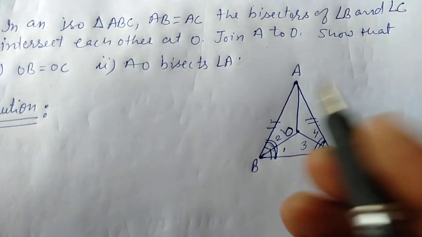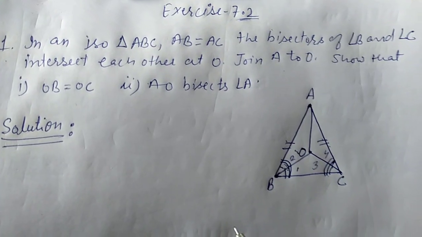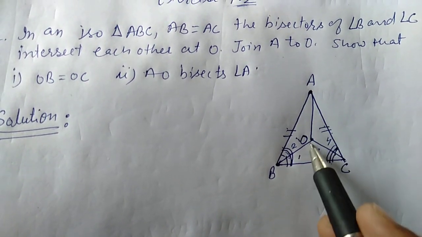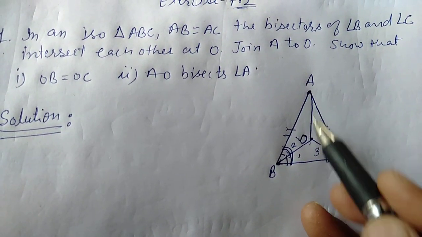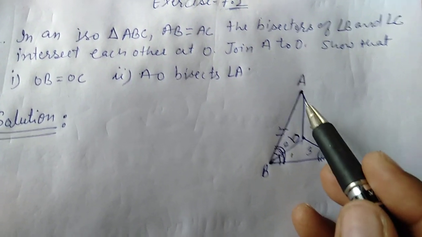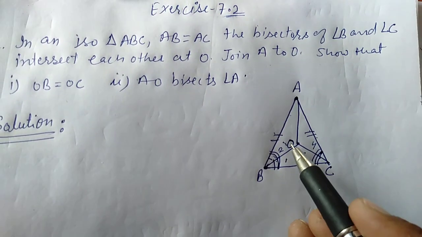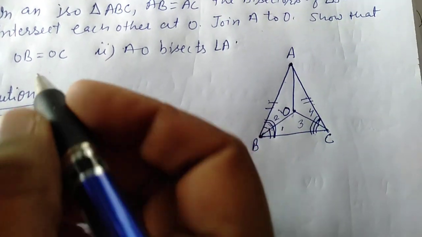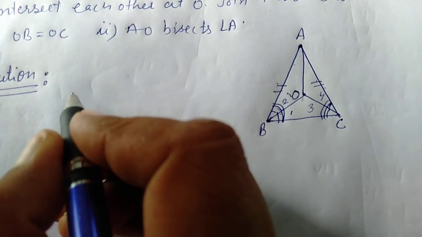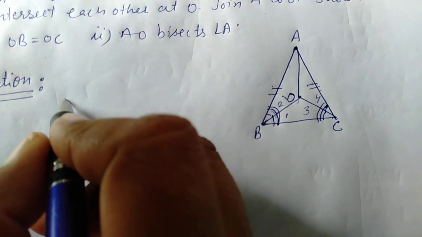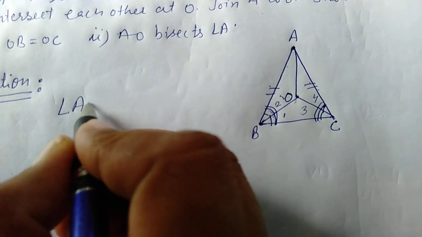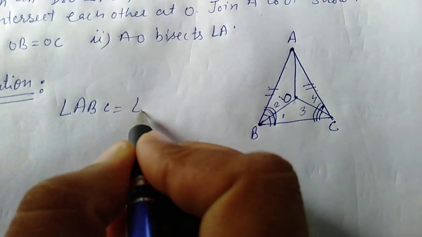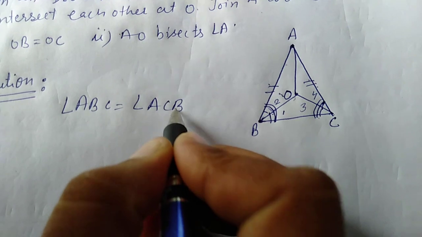So let us try to solve it. This is A to O, I have joined. This is not a bisector now. We have to show that AO is the bisector. So OB and OC are bisectors, we can say that, right? So here we have given angle ABC is equal to angle ACB, right?